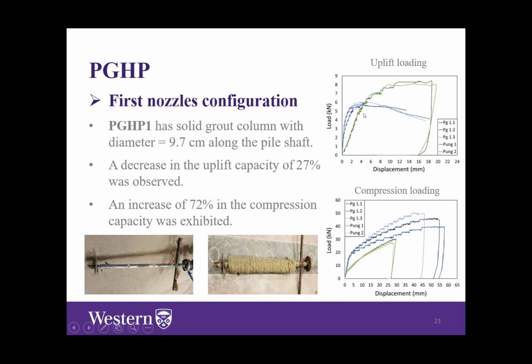As we can see here, when we test the pile under uplift loading, the blue load displacement curve represents the pressure grouted helical piles, and the green ones represent the classical helical pile. We found that the pressure grouted helical pile has lower uplift resistance.